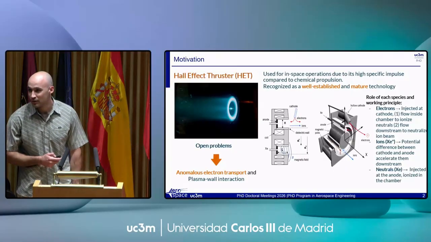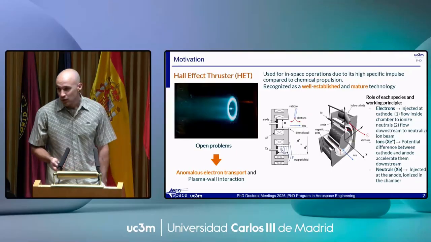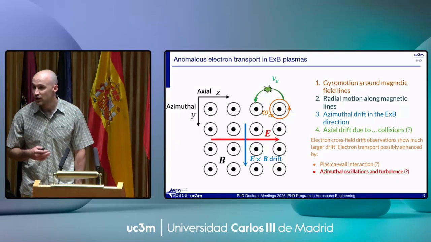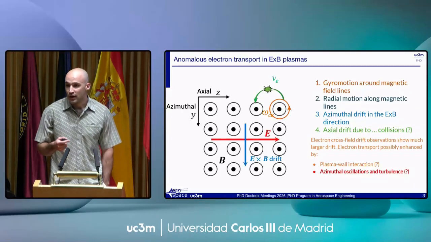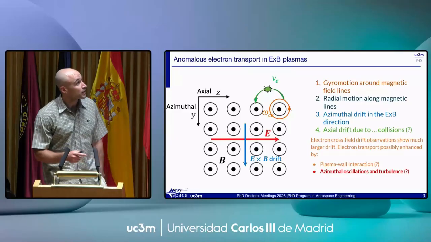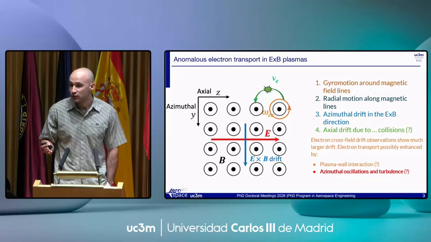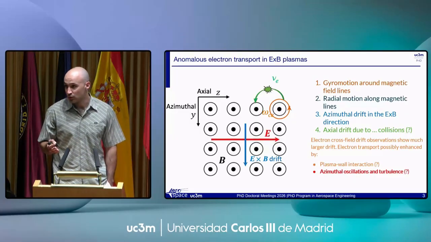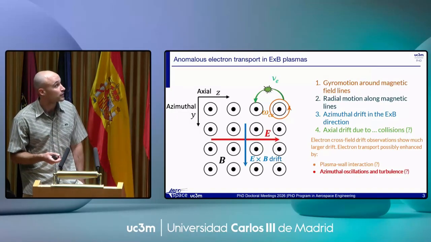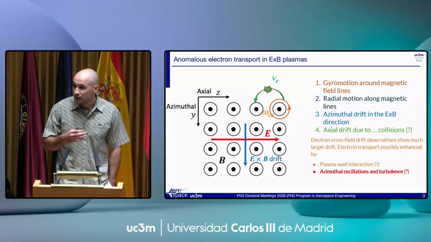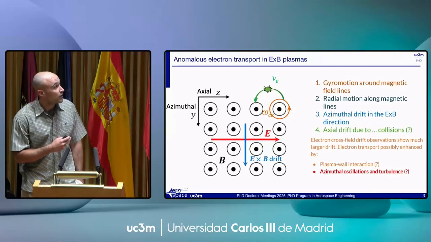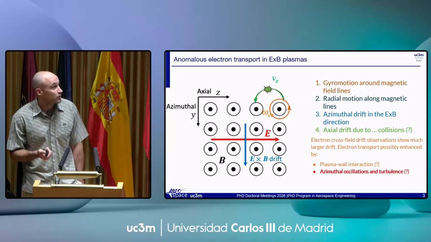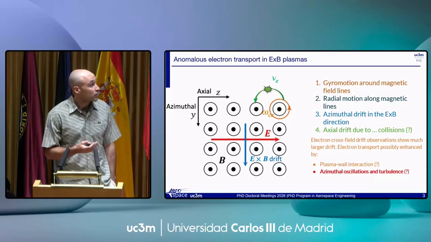They have talked in the last couple of presentations about anomalous electron transport, but what is it? In this type of plasmas, you're going to have a magnetic field that is going to confine the electrons, but not the ions. So the electrons are going to gyrate in orbits around the magnetic field lines, and they also move parallel to it. Since you also have an electric field that will accelerate the ions, the electrons will experience a drift in the azimuthal direction due to the cross product between the electric field and the magnetic field. But experimentally, you also see an axial drift of electrons going from the cathode to the anode, which, if you estimate it through collisions, is way larger than what is supposed to be. So this transport should be enhanced by either plasma wall interactions or azimuthal oscillations and plasma turbulence.